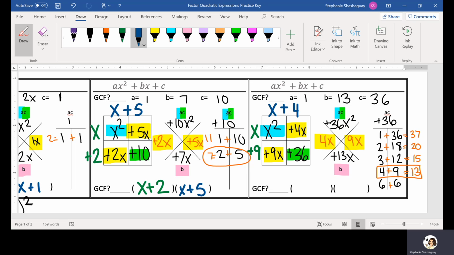Does x times x give me x squared? Yes. Does 9 times x give me a positive 9x? Yes. Does 9 times 4 give me a positive 36? Yes. Does x times 4 give me a positive 4x? So I know that the factors of this quadratic expression are x plus 9 and x plus 4.